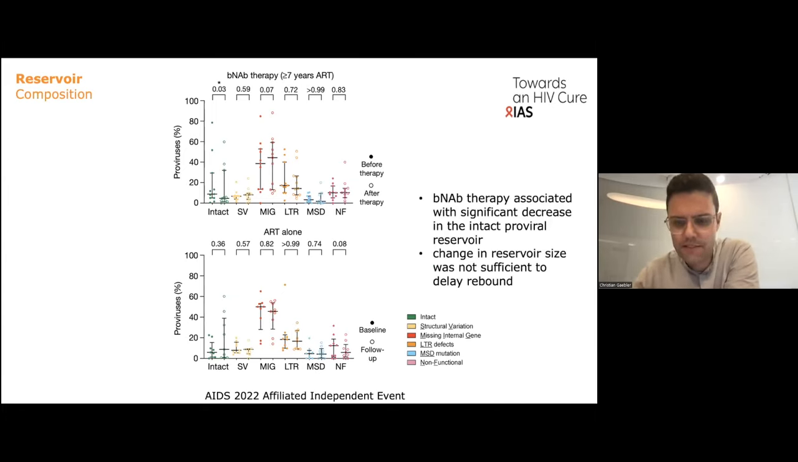So in summary, in our clinical trial we did observe that VNAP therapy was associated with a significant decrease in the intact proviral reservoir. However, and I'm not showing the plot here, we then took the next step, and our clinical readout in this trial was the time to viral rebound. When we tried to correlate changes in the size of the reservoir, we did not see a correlation with time to viral rebound. This is quite expected, but still it's important to say we did not see a correlation with a delay in viral rebound. So in order to see an impact on this clinical outcome, this would probably require either much larger changes or also longer studies.